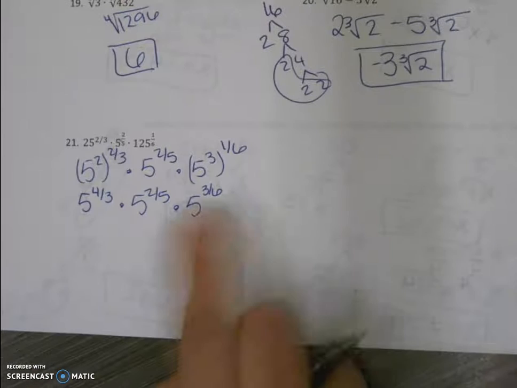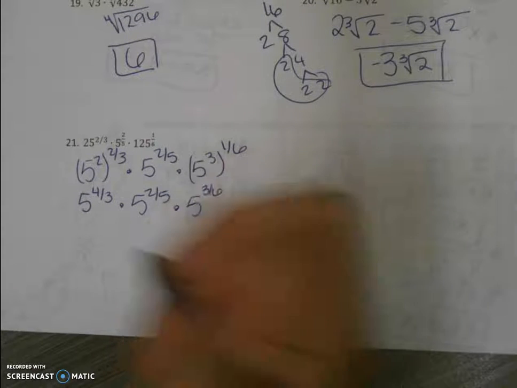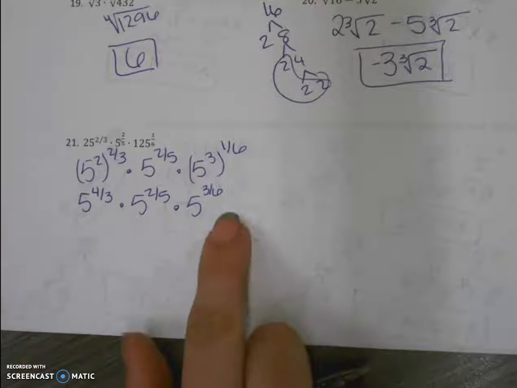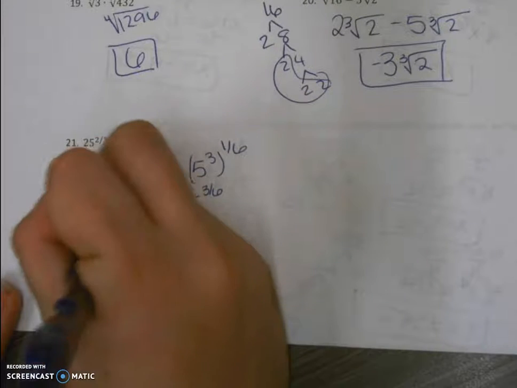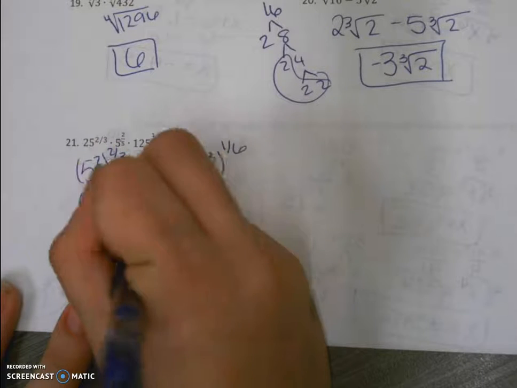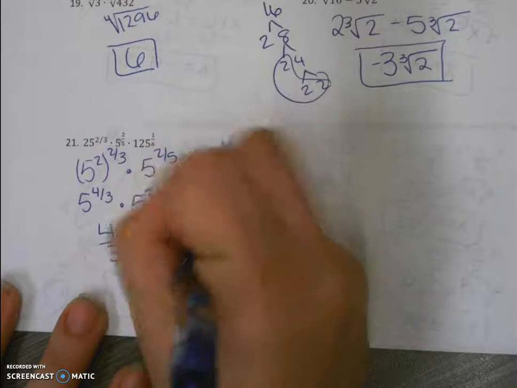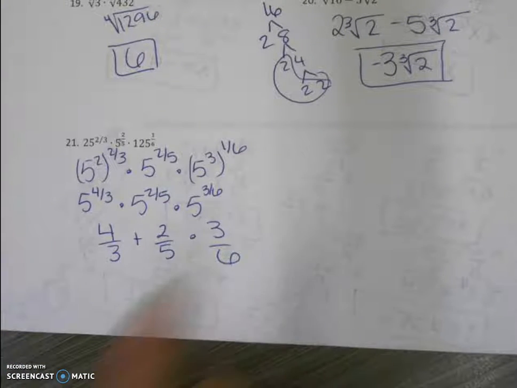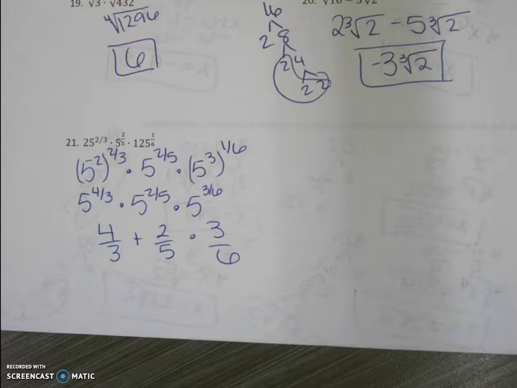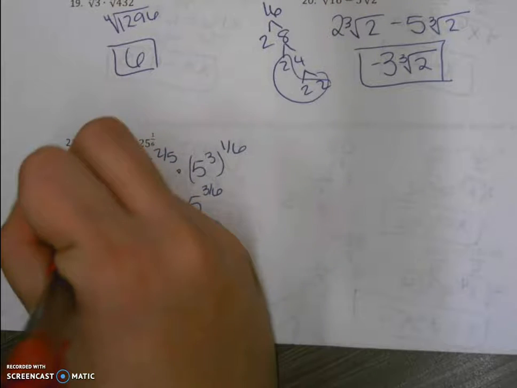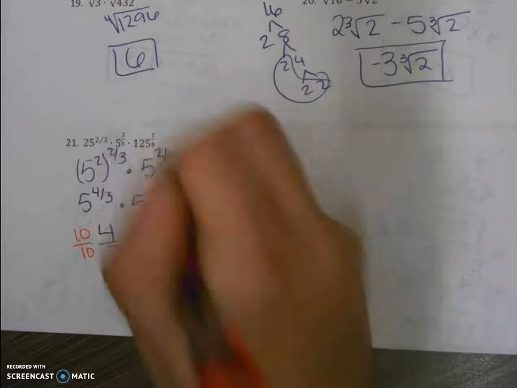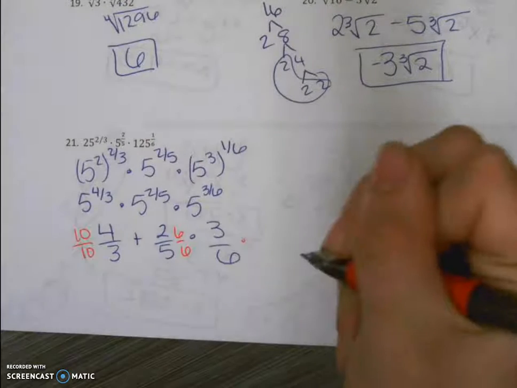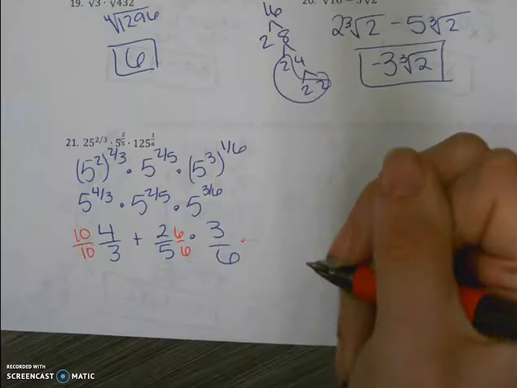Right, so I can rewrite 3/6 as 1/2. Or I can leave it 3/6 because I need to get all my exponents to be added together. So this time I'm adding 3 exponents. I have 4/3, 2/5, and 3/6. I'm looking for a number that 3, 5, and 6 all multiply to. This will be 30. So the first fraction gets multiplied by 10 over 10. The second fraction gets multiplied by 6 over 6. And the last fraction gets multiplied by 5 over 5.